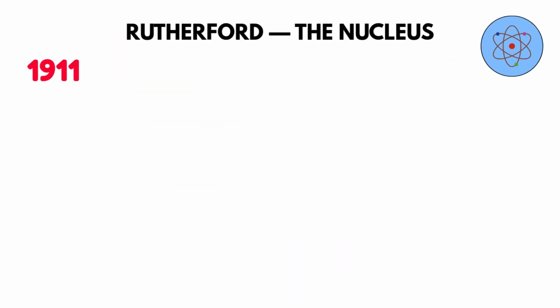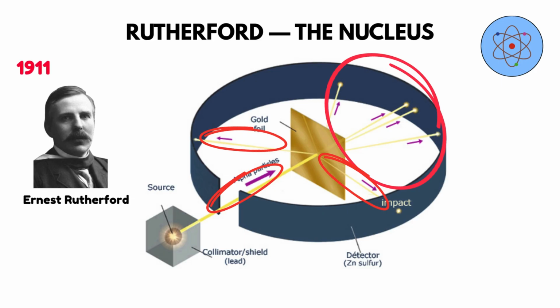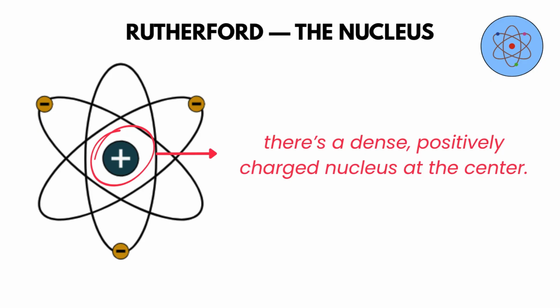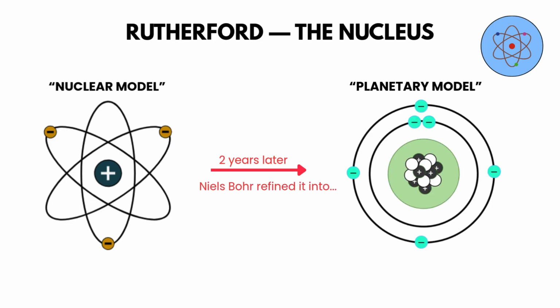Rutherford, the nucleus. In 1911, Ernest Rutherford fired alpha particles at thin gold foil. Most passed straight through, but some bounced back. That deflection told him atoms aren't empty. There's a dense, positively charged nucleus at the center. This became known as the nuclear model. 2 years later, Niels Bohr refined it into the planetary model, where electrons orbit the nucleus like planets around the sun.